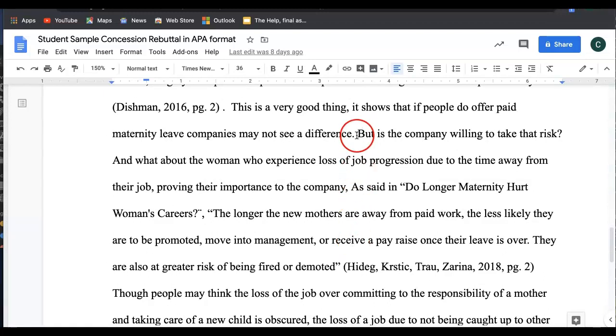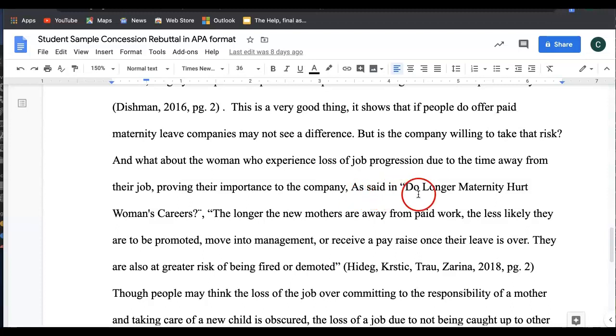They start with a question, but is the company willing to take that risk? And what about women who experience loss of job progression due to the time away from their job, proving their importance to the company? So they are starting with a question that questions the validity of the concession or counter argument. And then they are leading into evidence that will ultimately support their claim and show the strength of their claim.